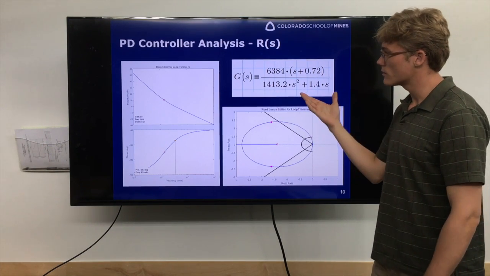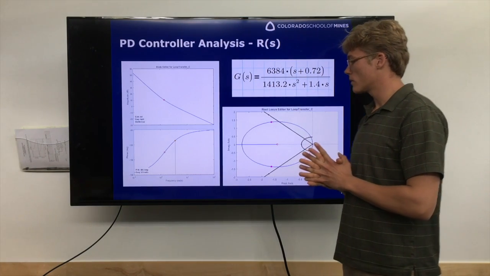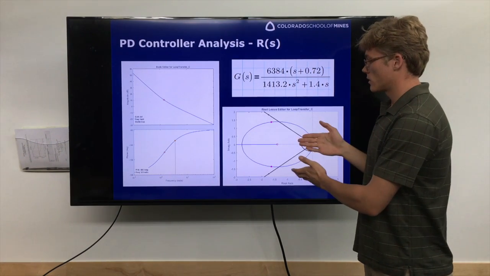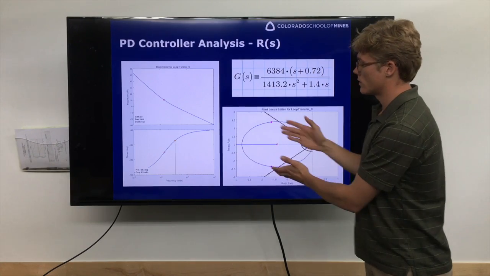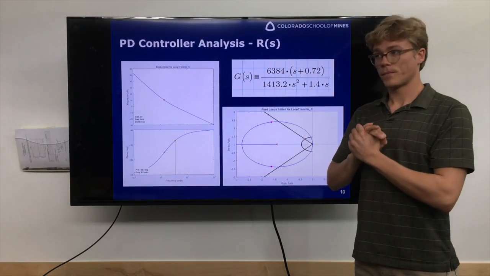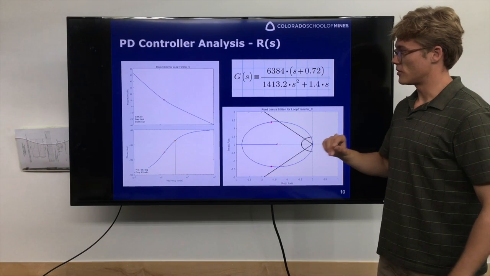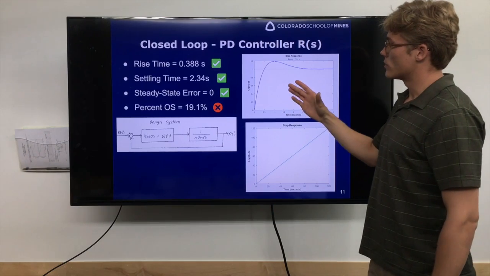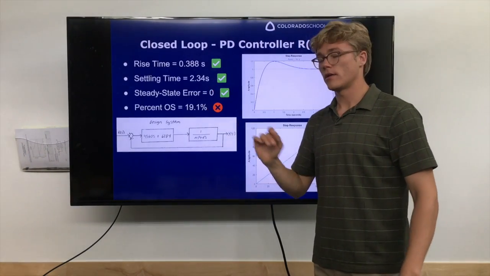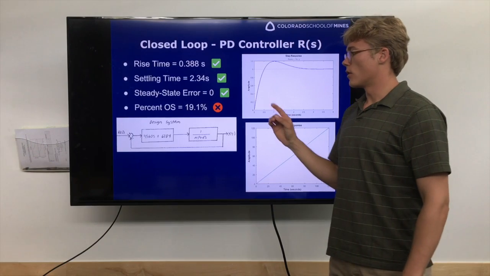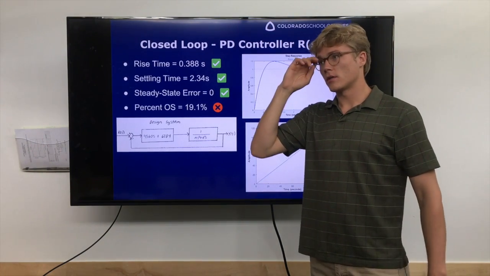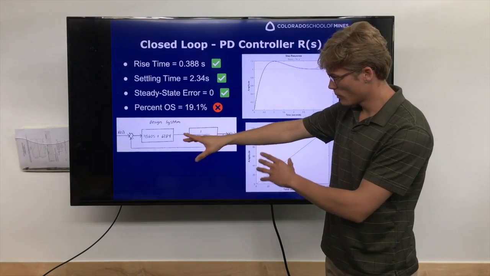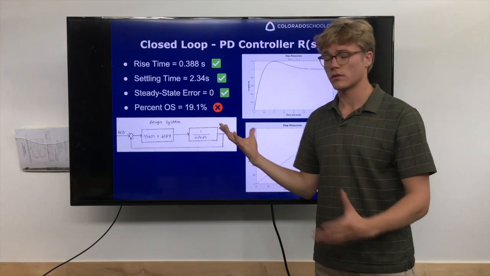Here is our final transfer function that we will be using for the system for the distance of the car, R of S. As you can see, our Bode plots and our root locus are looking really good. They are stable. And here are our values for that. Our rise time, settling time, and steady state error are on point. However, our percent overshoot is a little bit high, and that's because this is only our design. We haven't actually put it into the actual proportional controller loop, which looks a little different.